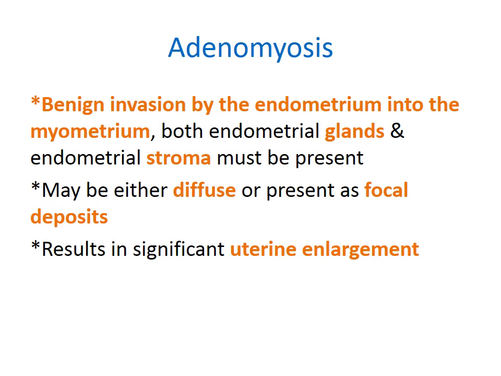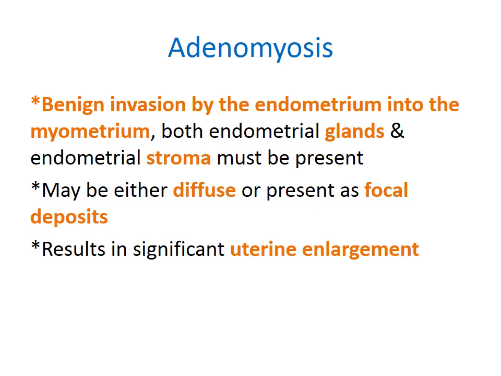A third common condition, that is a third common benign disorder that is most frequently encountered in women aged above 40, especially around the age of 45, is adenomyosis. What is meant by adenomyosis? It is a benign invasion of the endometrium into the myometrium. But both endometrial glands and endometrial stroma must be present in order to diagnose adenomyosis.